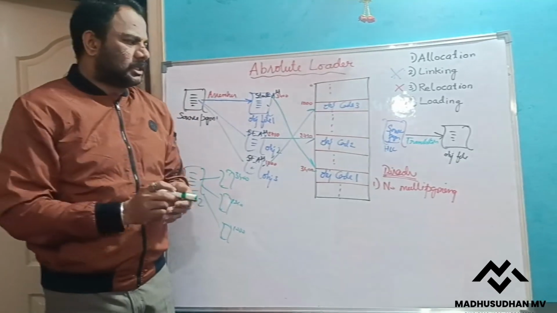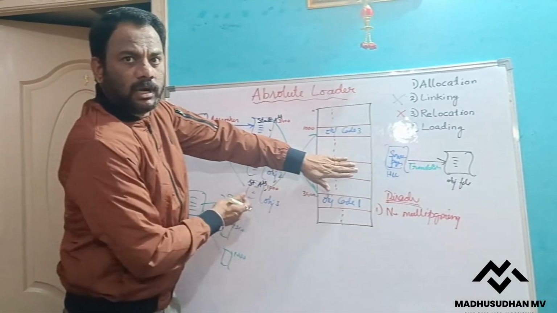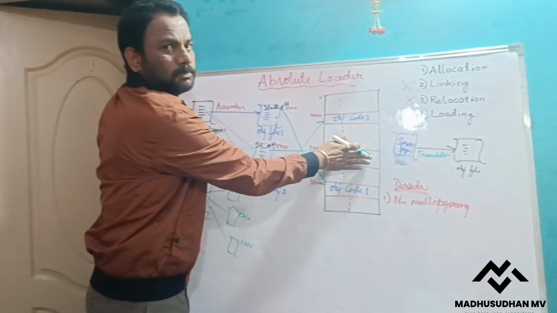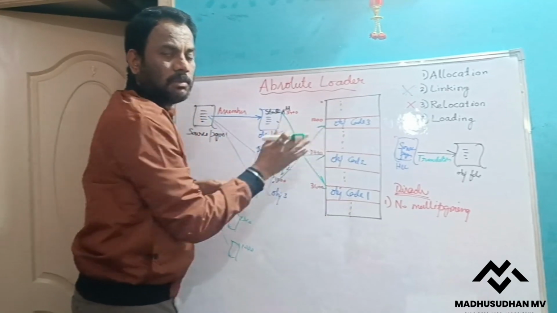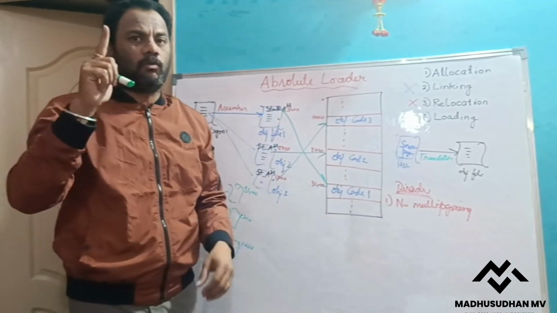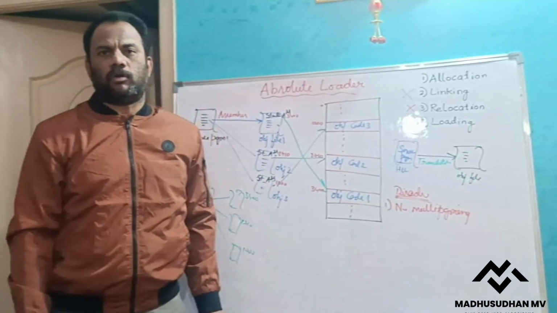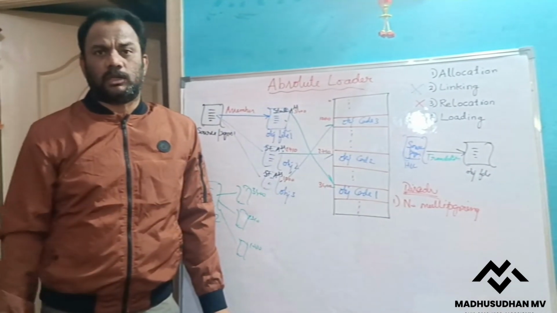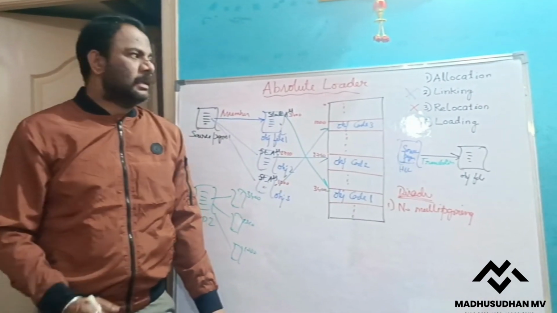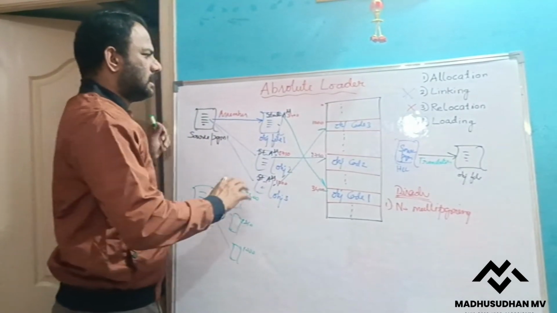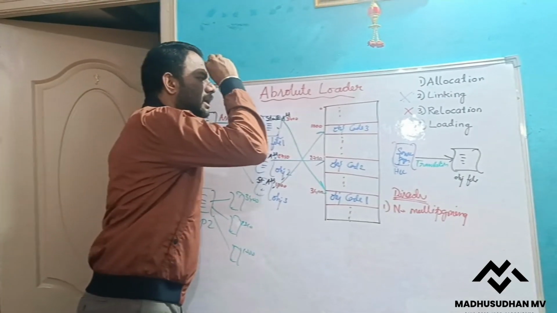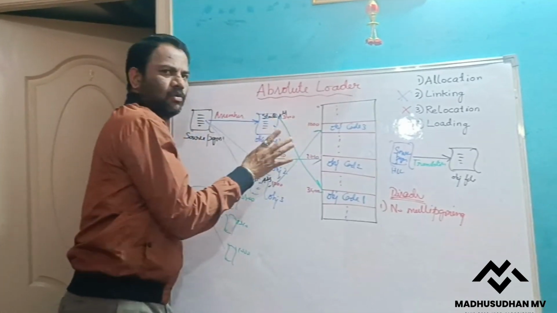Suppose now next program, now this will work next program, that means the same place. So that means at any point of time we are having only one program. So that's why we don't have the multi-programming concept at this point. Okay, so this is one major disadvantage.